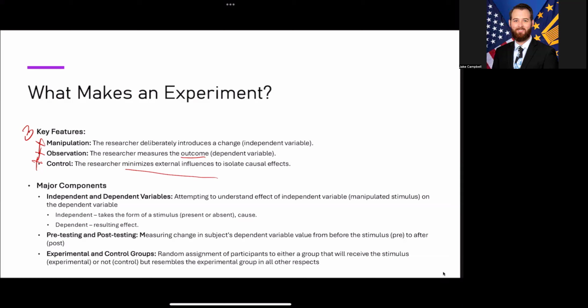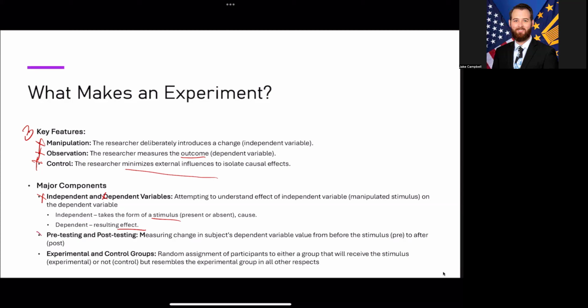Major components, as we've stated here, right? We tend to have both independent and dependent variables, independent being some manipulation that occurs, and the dependent variable being whatever that resulting effect is. So we think about stimulus and effect. In short, I've introduced a stimulus. What is the effect of that stimulus being introduced on whatever's being experimented on?